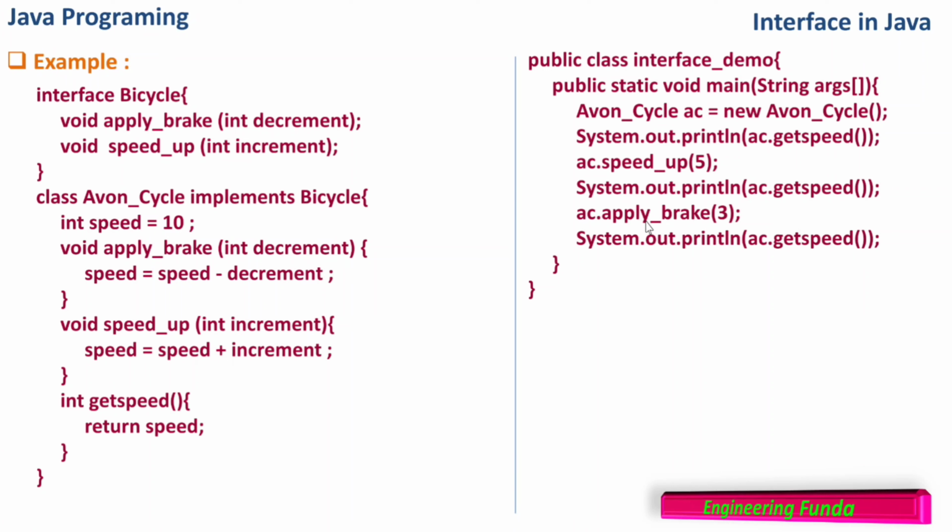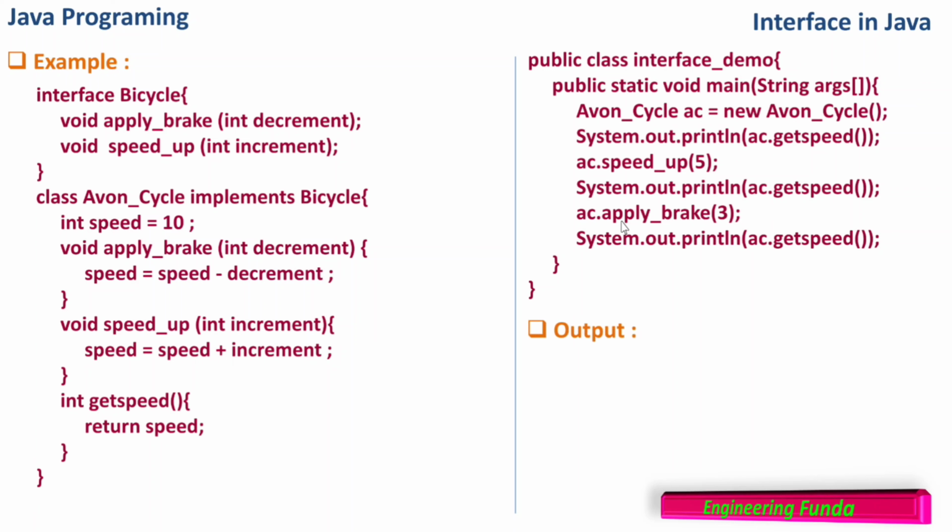Then we are calling the method apply_break with argument 3. So here it will be 3. Speed is equal to speed minus this decrement, which will be 3. The resultant value will again be stored into the speed. And we are trying to print the speed by calling the method getSpeed. Now first it is expected to print 10.